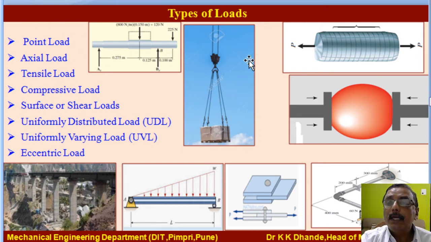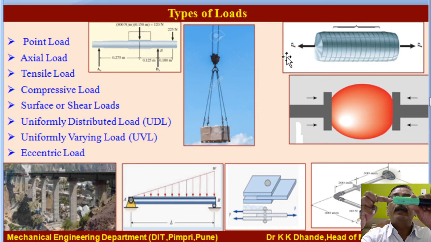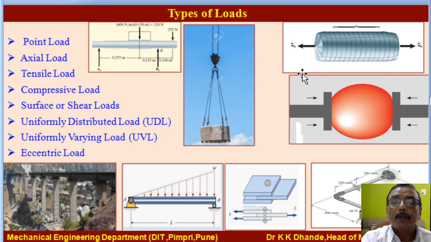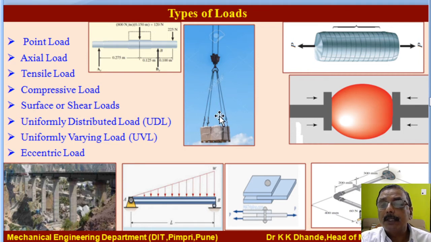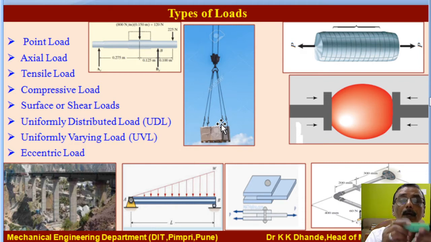Now another is axial load. When the load is acting on the axis of the body, suppose this is my body and the force is acting along the axis of that body, then that is the axial load. Third is tensile load. When a wire rope hangs or lifts some load, tension occurs in that wire rope, so that is the tensile load. Or you may say tensile load means when the load is acting away from the center of the body.